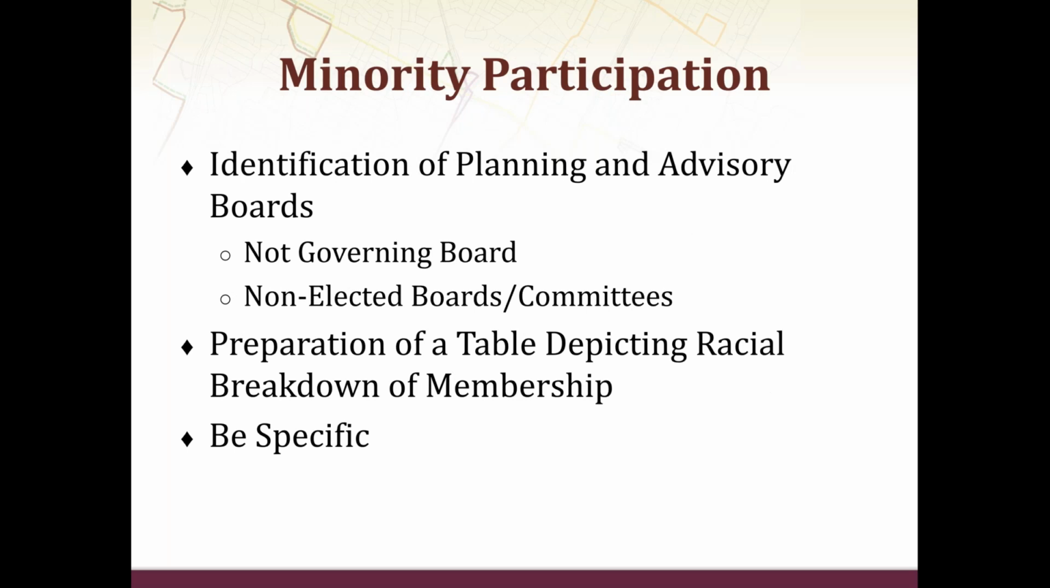So the next thing that you want to document in your Title VI plan is minority participation on planning and advisory boards. And note, this isn't your governing board. This is non-elected boards and committees. Basically, you want to have diverse non-elected boards and committees. Elected, it doesn't matter, because obviously that's up to the populace. They're handling that. But if it's unelected appointed positions, then you want to have a reasonably diverse board or committee. And so in your Title VI plan, what you'd want to do is basically have a table depicting the racial breakdown of membership.